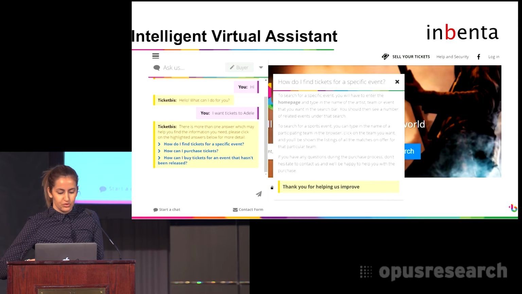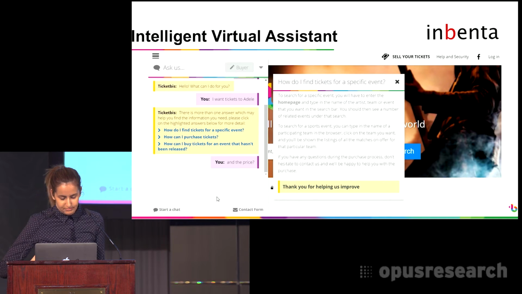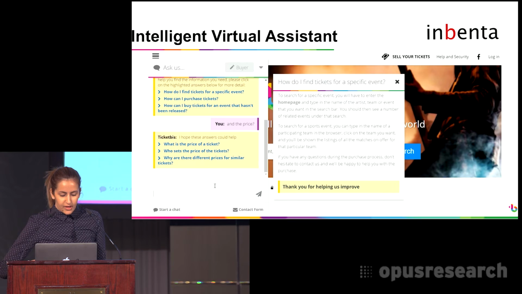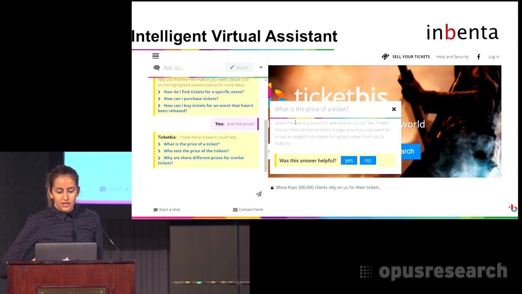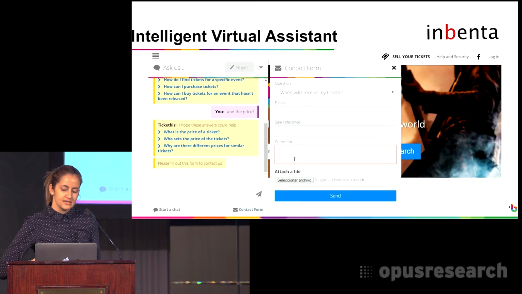Then you can rate if it was helpful or not, and you can start asking again. You can ask as many times as you want. If you're not satisfied with the answer we have provided you, you can always send us a contact form. But with our assistant, we try to avoid this at all costs.